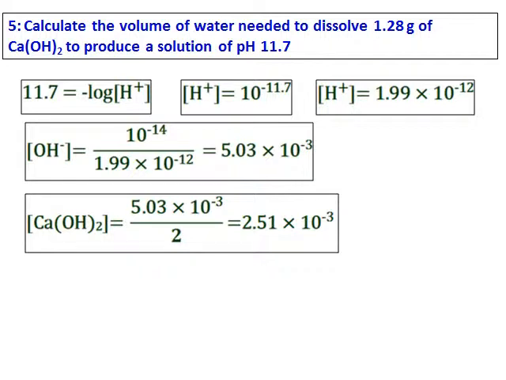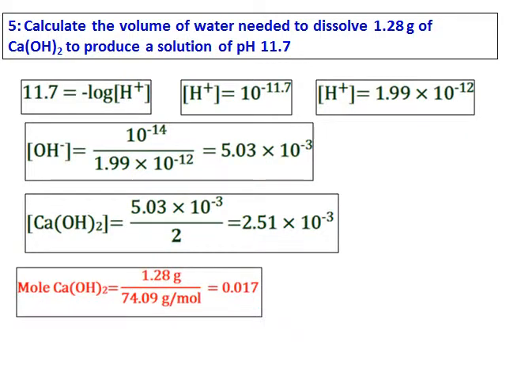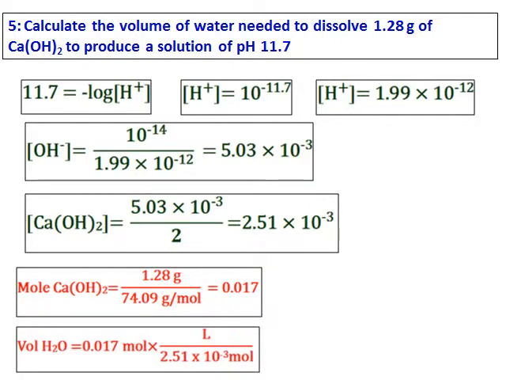And since the mass of calcium hydroxide is given, I can calculate the moles of calcium hydroxide. After I calculate the moles of calcium hydroxide, divide it by the concentration which you calculated, and to get the volume of water. Of course, molarity, as I said, is concerned with volume of solution, and calcium hydroxide is a solid, therefore the total volume of the solution can be equated to the volume of water.